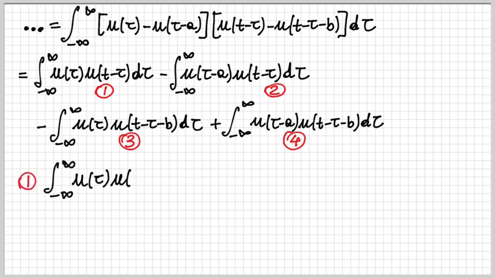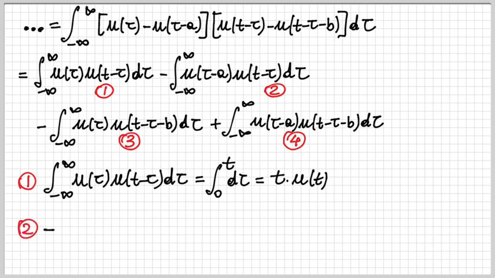So we start with integral number 1. Integral number 1 is rather easy. It's very similar to a previous exercise we did today, and we know that the result is simply t u of t. So let's just move on to the ones that are a little bit trickier.